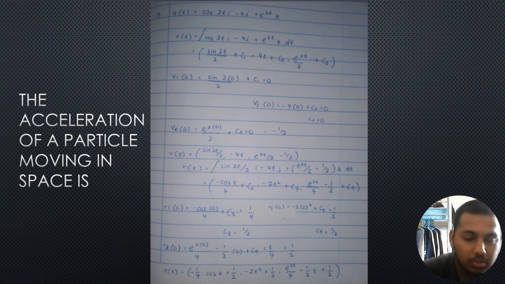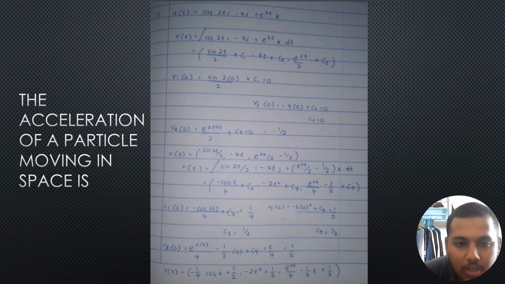Okay, for this question, we need to find the acceleration. As we can see here, the question is about cos 2t i minus 4j plus e to the power of 2t k. From this question, we need to make some integration, and after doing the integration, we get this answer. And after we get this answer, we need to find the values of i, j, and k. So for the value i, we get 0, and for j, we get 0, and for k, we get negative 1 over 2.